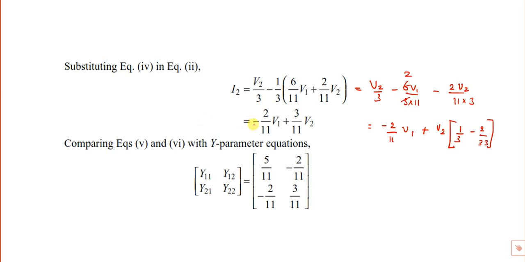So immediately you'll get I2 in terms of V1 and V2. Now the coefficient of V1 is Y21. We got I2 in terms of V1 and V2. So Y21 is minus 2 by 11 Siemens. Y22 is equal to 3 by 11.